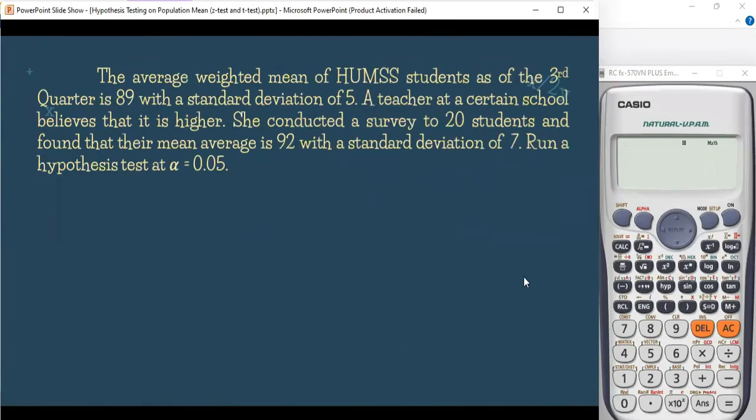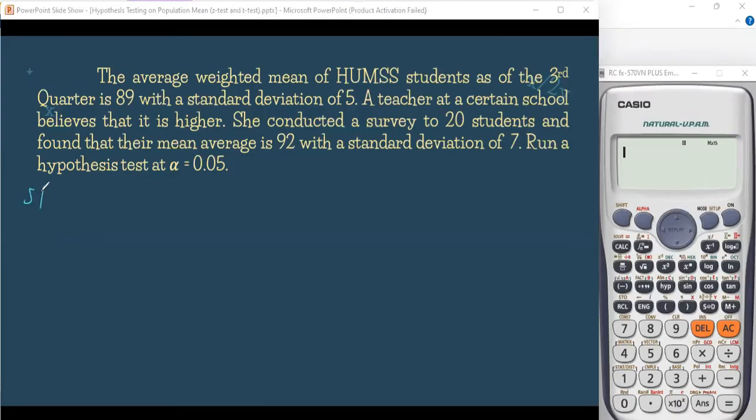So the average weighted mean of UM's students as of the third quarter is 89, with a standard deviation of 5. A teacher at a certain school found that their mean average is 92, with a standard deviation of 7. Run a hypothesis test at a level of significance of 0.05. So first things first, we need to identify the null and alternative hypothesis.